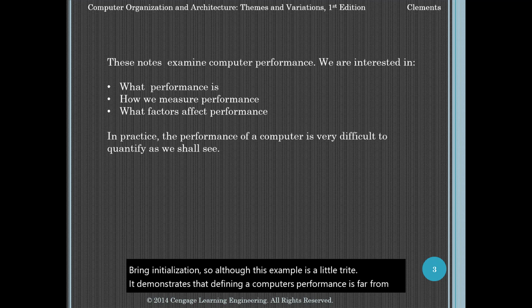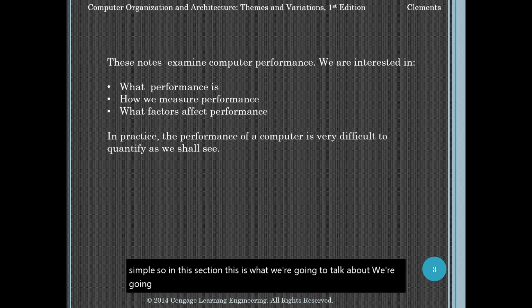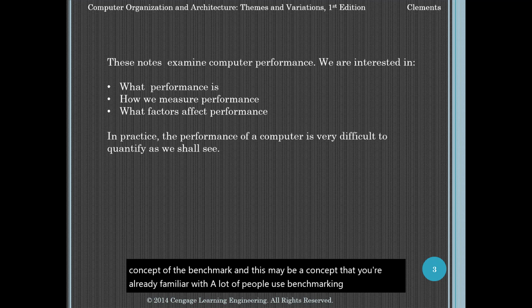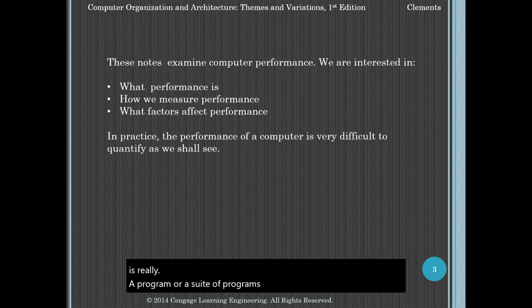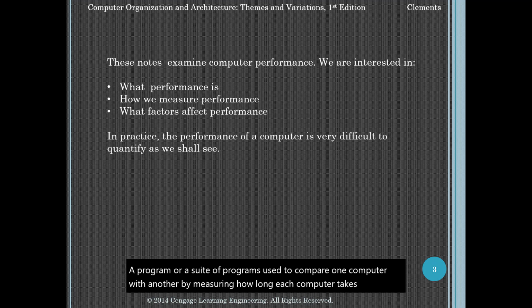So in this section, this is what we're going to talk about. We're going to explain what we mean by performance and show how we can compare one computer with another, introducing this concept of the benchmark. This may be a concept that you're already familiar with. A lot of people use benchmarking tools these days to test out GPUs and video card performance. But benchmarking is really a program or a suite of programs used to compare one computer with another by measuring how long each computer takes to execute the benchmark. And an important objective of this chapter is to explain why computer performance is such a difficult and elusive notion.